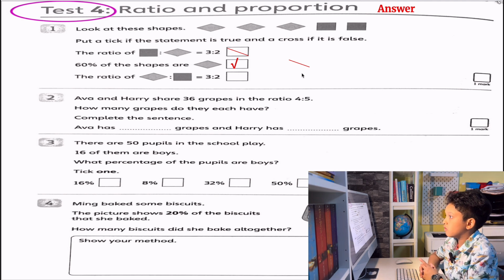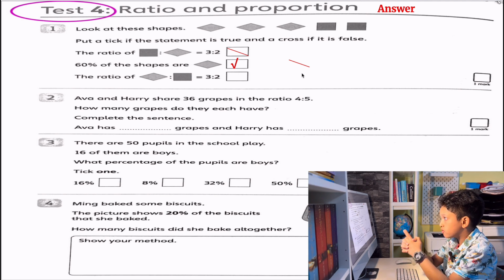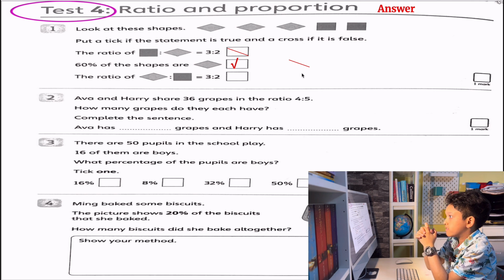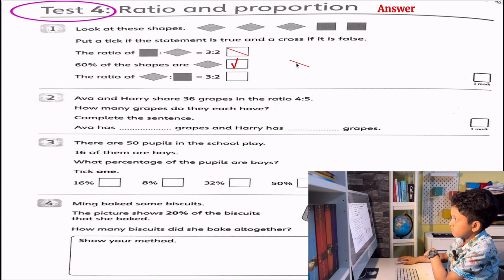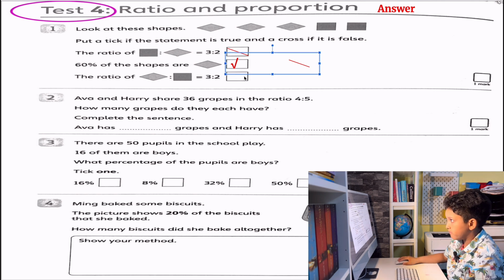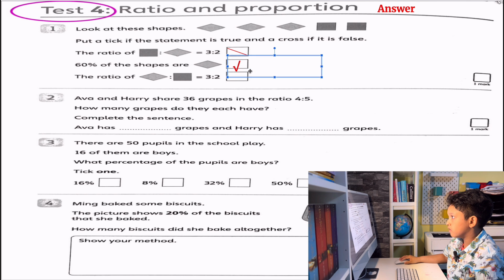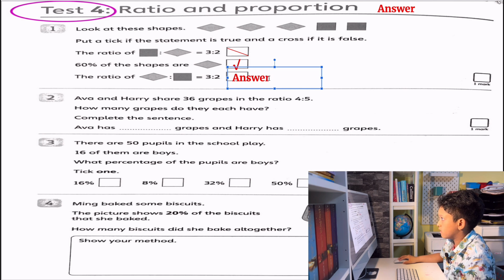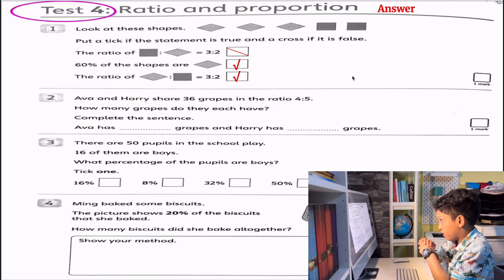The ratio of rhombuses to rectangles equals 3:2. Yes, that is correct. So that must be our tick. So only the first one is wrong, but the rest are fine. So let's move on to question 2.